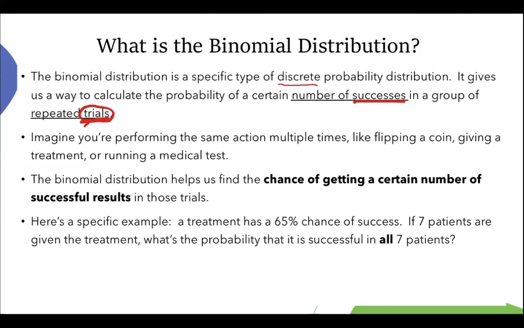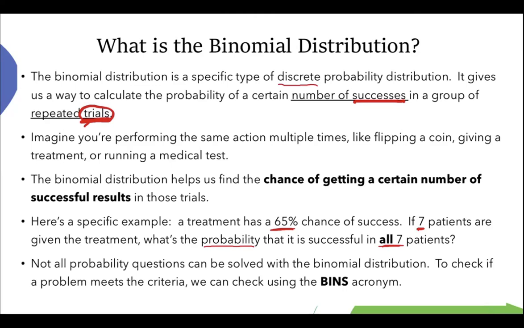Here's a specific example. A treatment has a 65% chance of success. If 7 patients are given the treatment, what's the probability that it is successful in all 7 patients? The binomial distribution can help us answer this question.